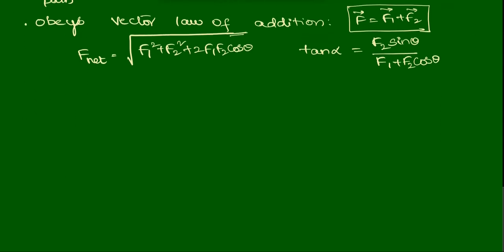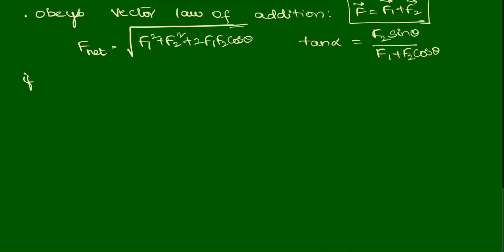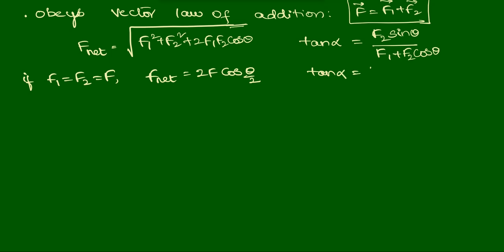So if you know these two equations, and if the two forces are identical, we can use those also in some cases. If F1 is equal to F2 is equal to F, then F net will be equal to 2F cos theta by 2, and tan alpha is equal to tan theta by 2, which implies alpha will be equal to theta by 2. These formulas are very useful while solving some numericals. If identical forces are there, we'll use equations 3 and 4. If the forces are different, then we'll use equations 1 and 2.